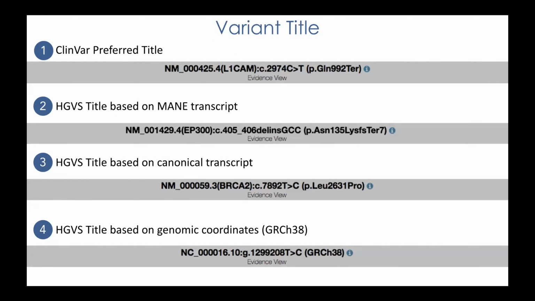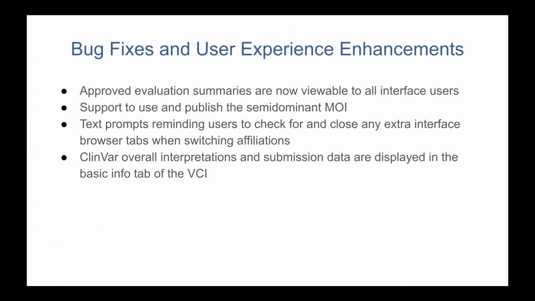We've also made a number of bug fixes and user experience enhancements. So for example, there was a bug that was making it such that many users could not see the approved evaluation summaries. That has been fixed, and all users should now be able to see all approved evaluation summaries within the interfaces. We also added support to use and publish the semi-dominant mode of inheritance.